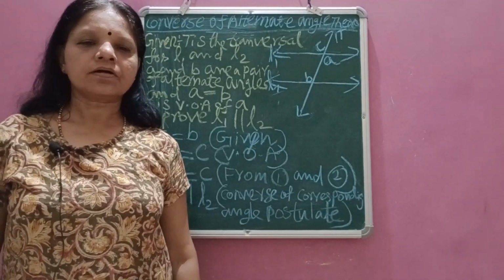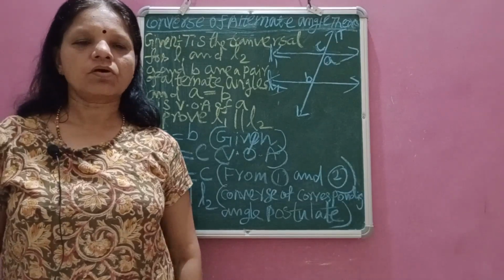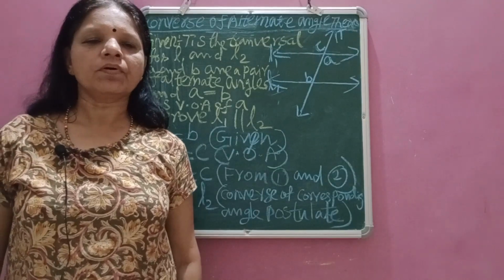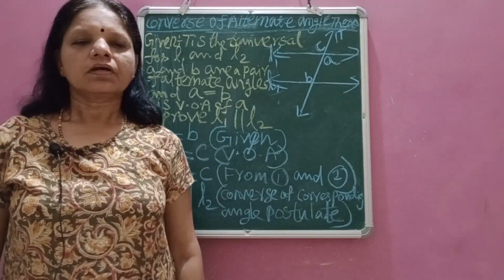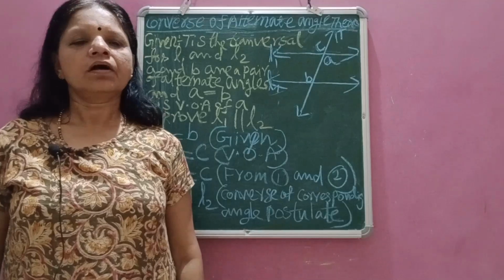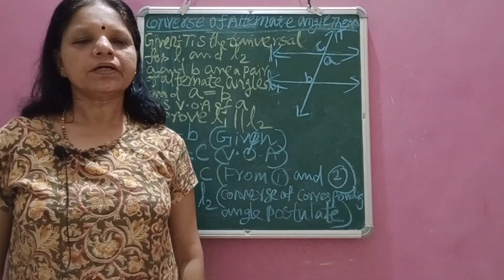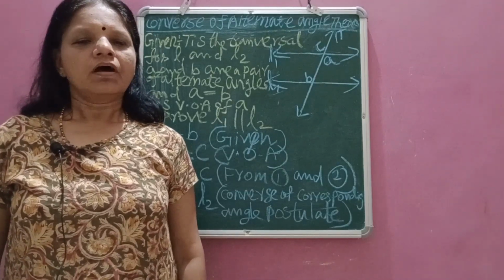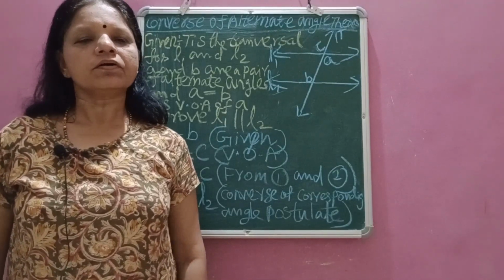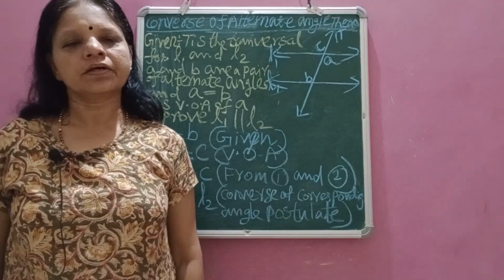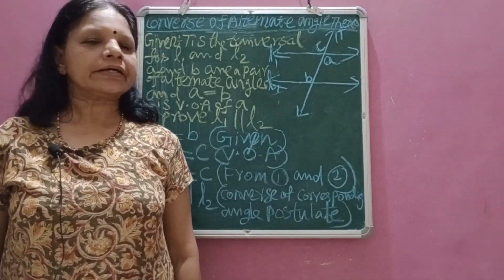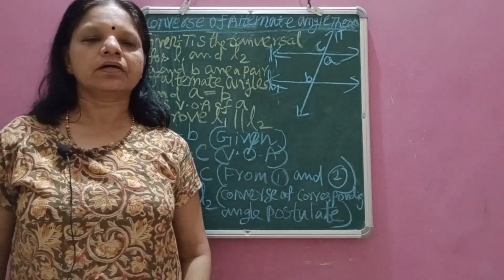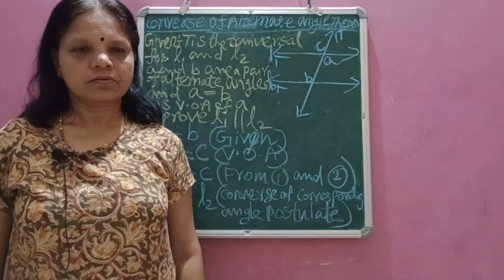So let us start today's lesson with a new topic. We were studying proofs of important theorems. In last class, you have studied how to prove the alternate angle theorem. Today, we will study how to prove the converse of the alternate angle theorem. It is also a test for parallelism. Therefore, it is also called the alternate angle test for parallel lines.